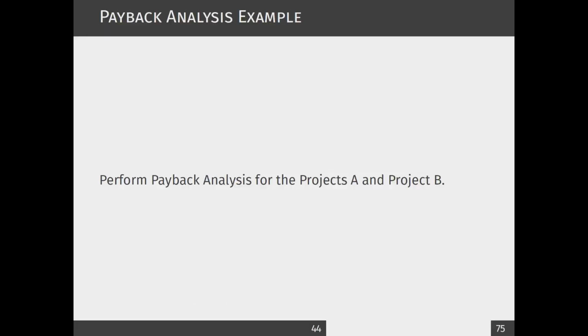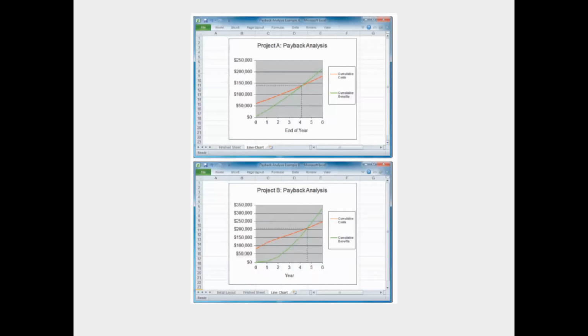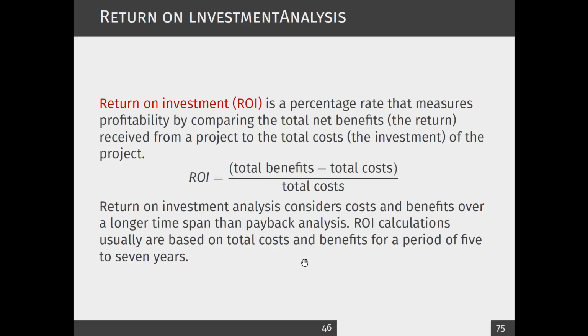We have done a small exercise in Excel as well, and we have seen this is between 4 and 5 years. This is just after 4 years for project A. Project B will be a little more than 4.5 years. Right. That's the first financial analysis tool.